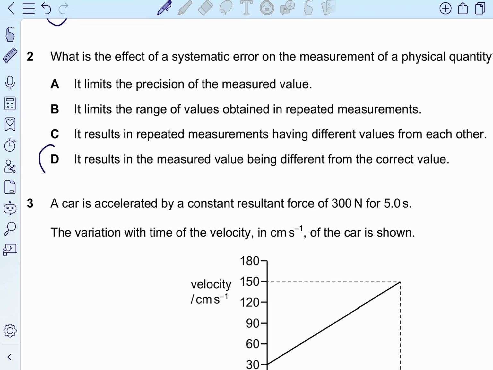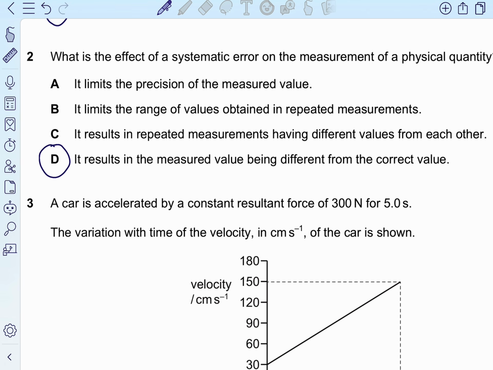The option is D. The option C is wrong because it says it results in repeated measurements having different values from each other. That's not correct because the readings normally would be different from each other, and that could also be the result of, let's say, taking the same measurement multiple times; it could be different because of other types of error, not systematic error, random errors, that is.